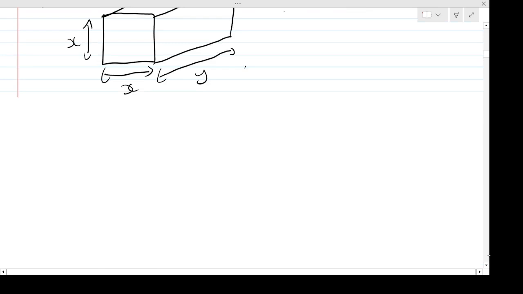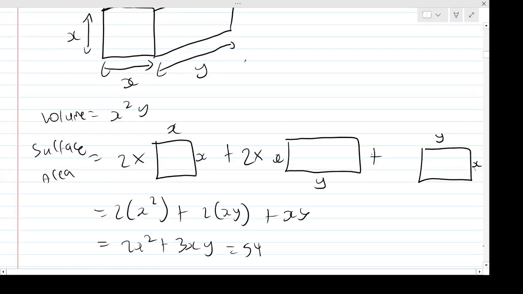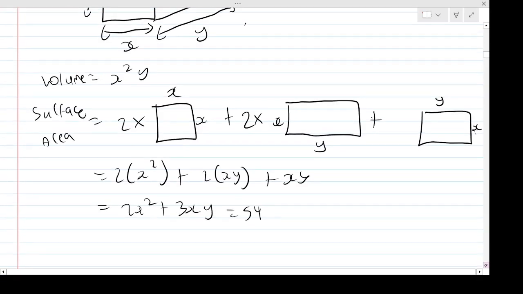Right, so I can equate that to 54. Now the idea is, again, remember my volume has a y in it. I don't want a y in it. So it's kind of like simultaneous equations with this equation here and this equation here. So I need to get rid of y. So I'm going to rearrange for y, right?